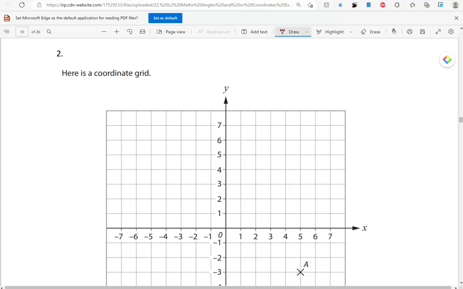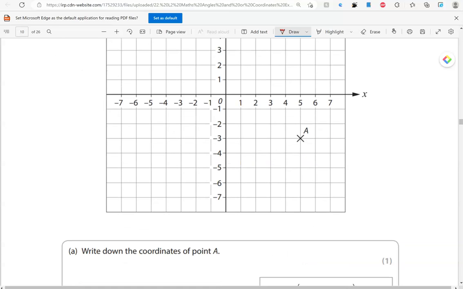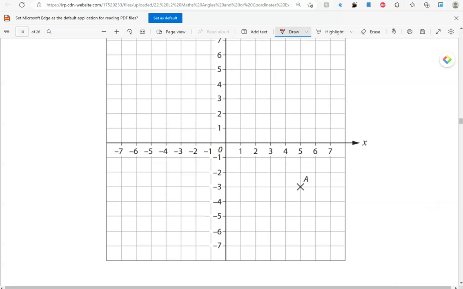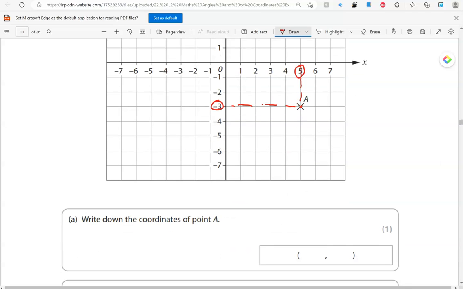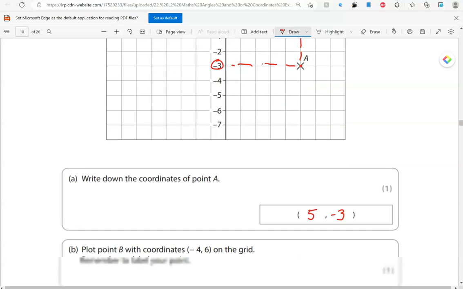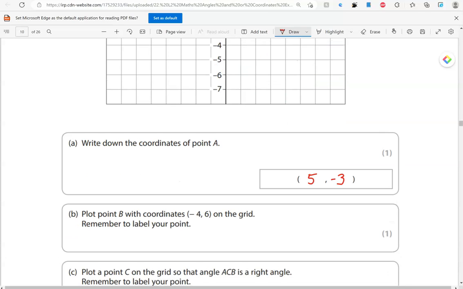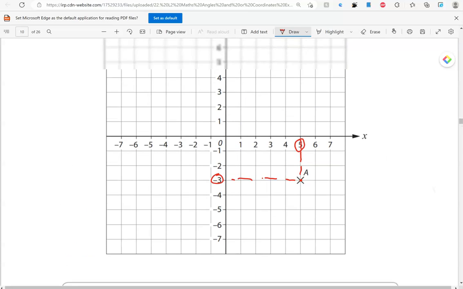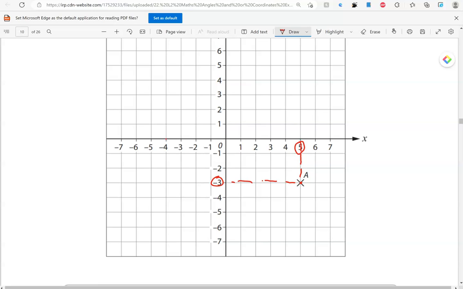Here is a coordinate grid. Write down the coordinates of point A. Point A is here. So we've got 5, -3. Plot point B with coordinates -4, 6 on the grid. Remember to label your point. So -4, which is here, goes up to 6. So that's point B.